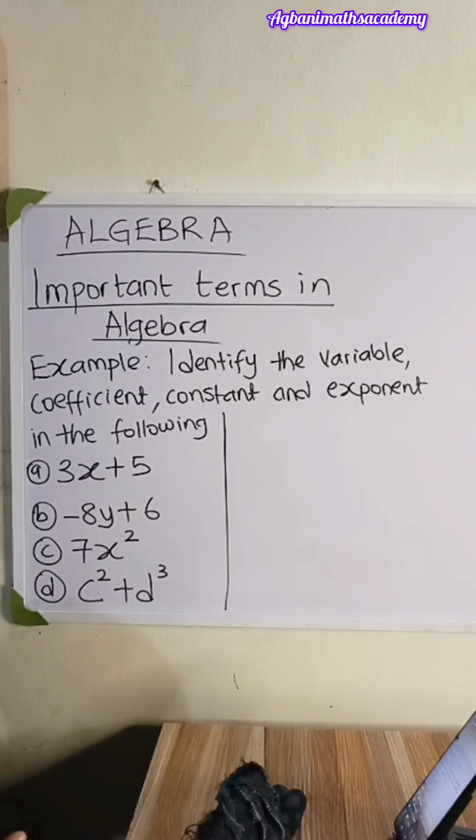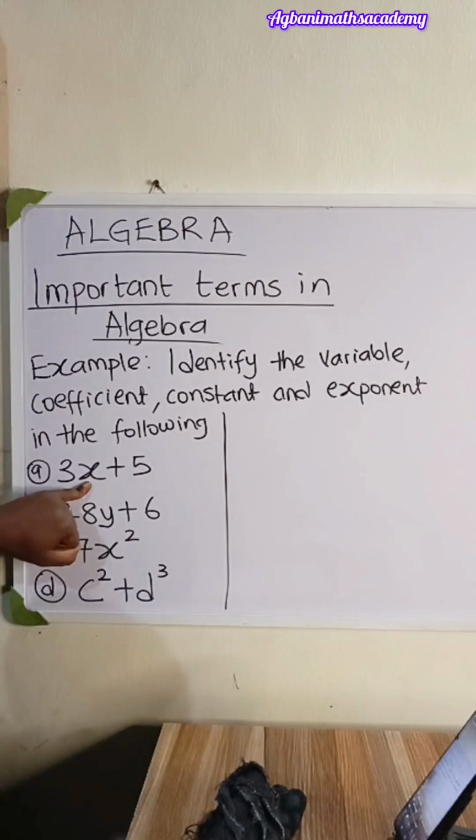Here, can we see any variable? Can we find any variable? Yes, we can. Remember, a variable is an alphabet. So in this example, the variable is x. X is the variable. So we've identified the variable to be x.